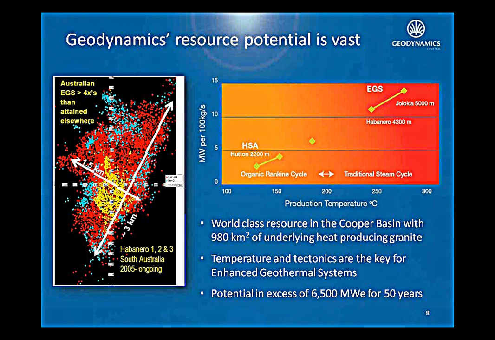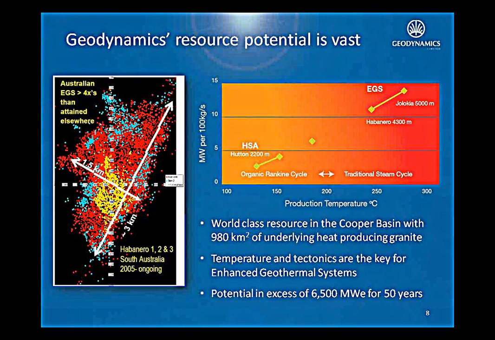Now, in terms of what we've created, why is this so good in the Cooper Basin? If you see the graph on the right hand side of this slide, we talk about production temperature versus the megawatts of energy you can produce from 100 kilograms per second of flow that you get from a well. So in our Habanero and Jolokia wells, our Cooper Basin wells, which are targeting those granites at between 4 and 5 kilometers, we have temperatures in the range 250 to 300, which gives you between 12 and 14 megawatts per 100 kilos a second flow.